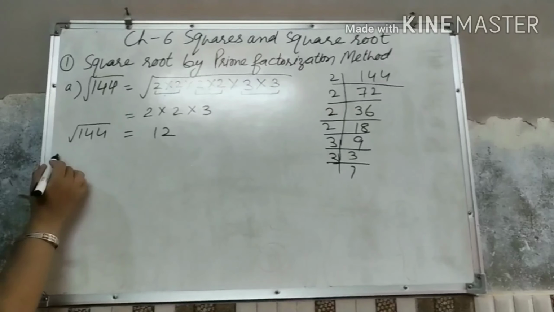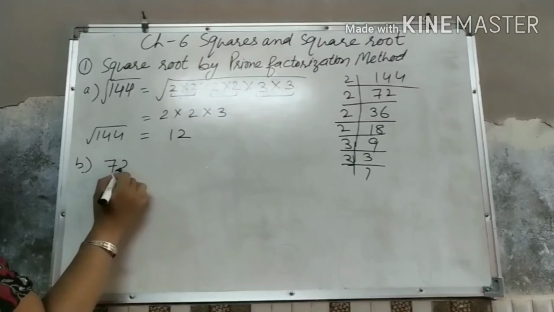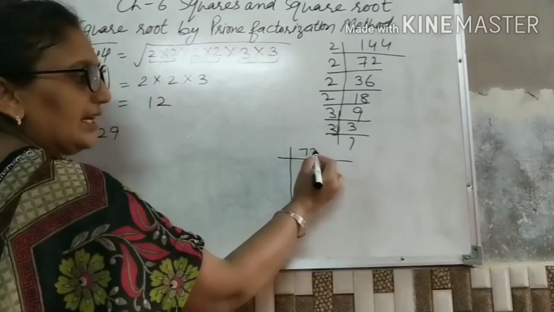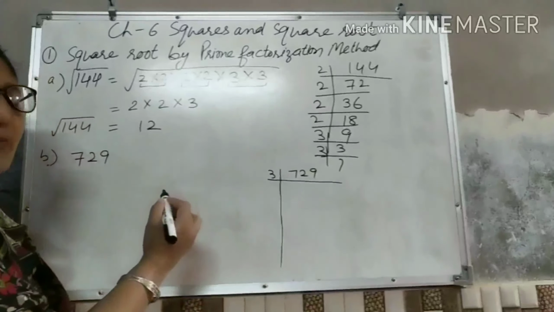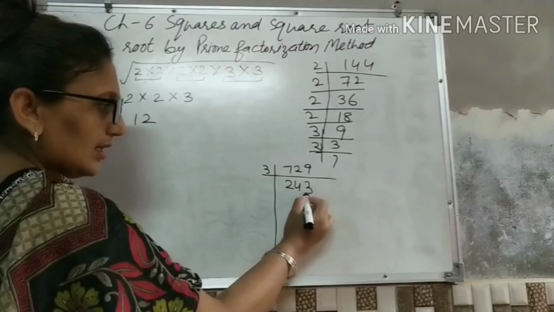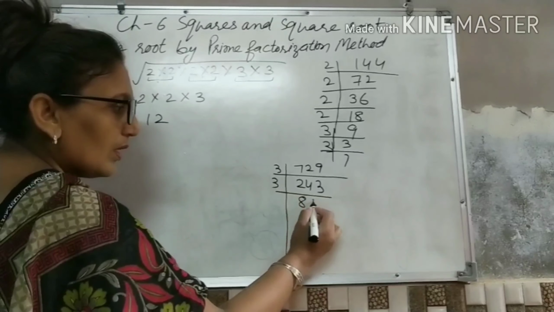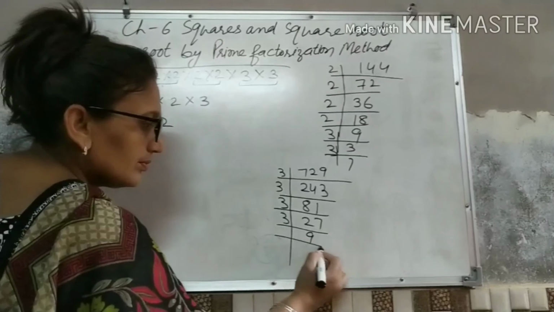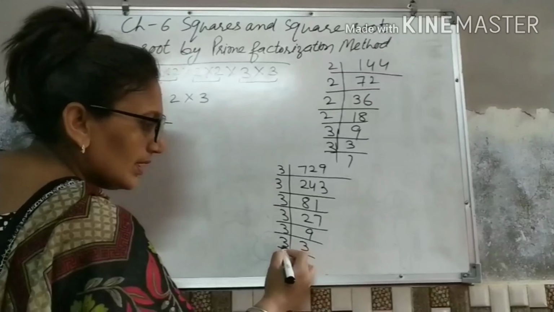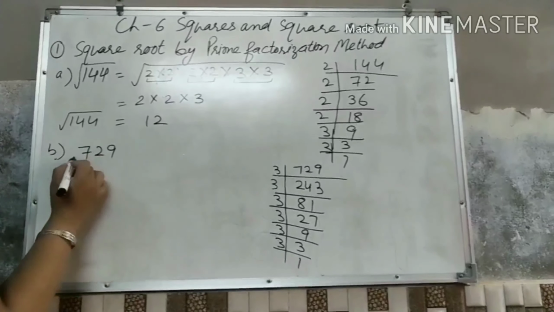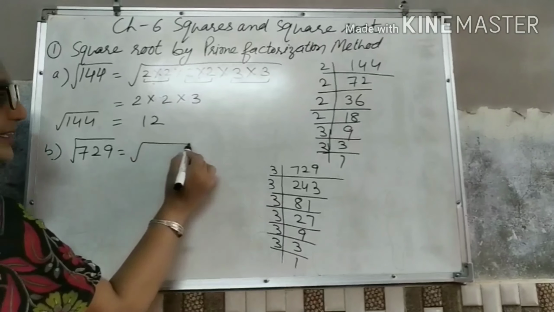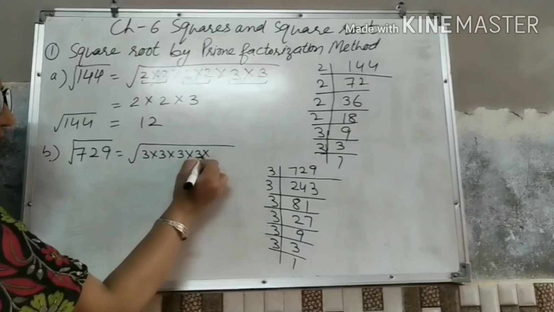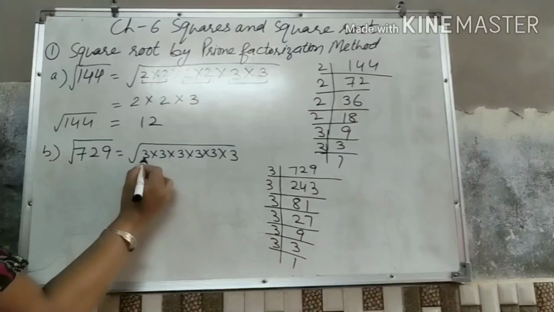Now another number is 729. So firstly we will find the prime factors of 729. These are the prime factors of 729. Now we will find the square root. We will write all the factors in the square root sign. Now we will make the pairs.